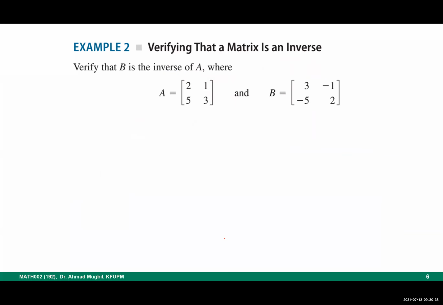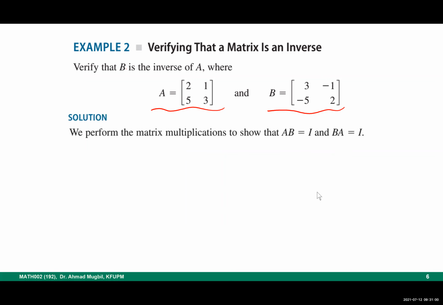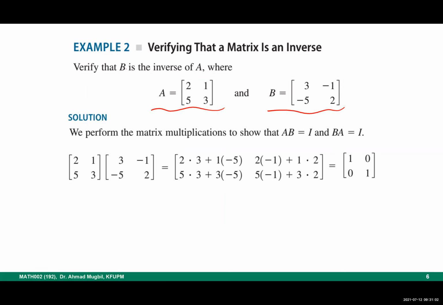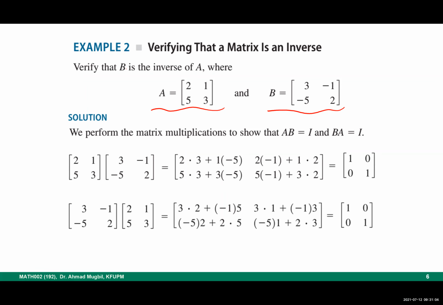Now let's verify. We have here two matrices. How to know that they are inverses of each other? We need to verify that B is the inverse of A, or A is the inverse of B. How to verify that, ya shabab? We multiply them. If we get the identity, then they are inverses. If we didn't, they are not. Yes or right? Look, just multiply them from the right and from the left.